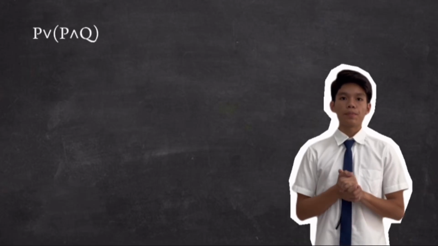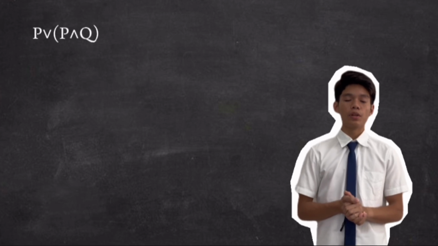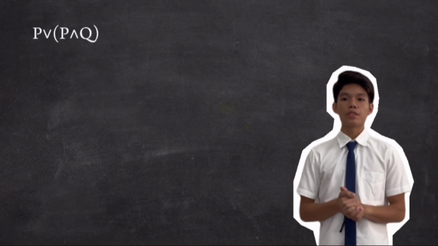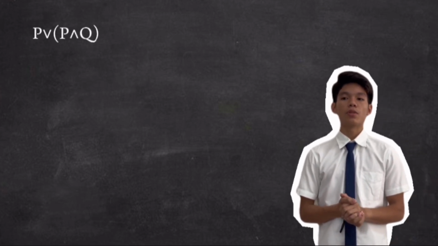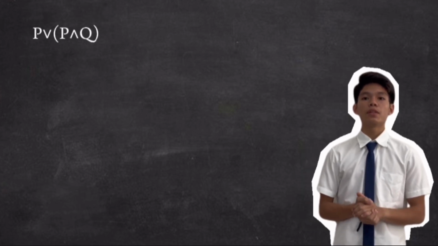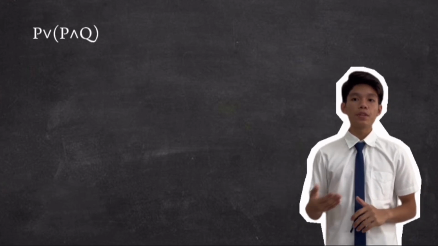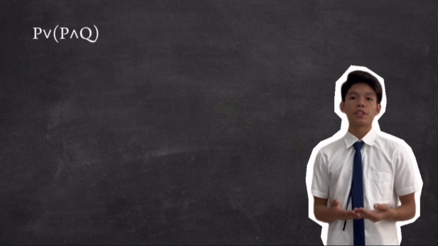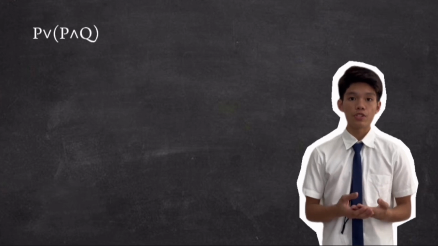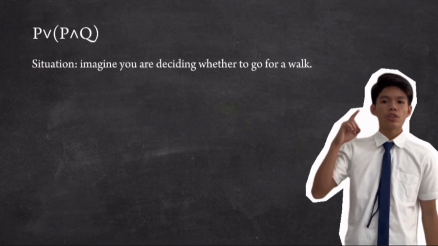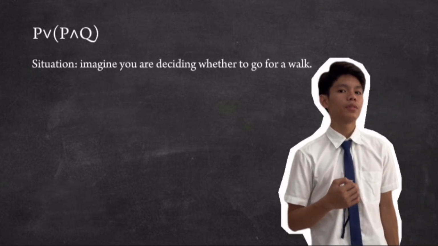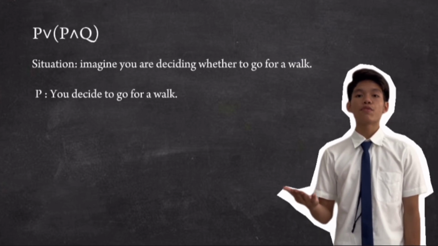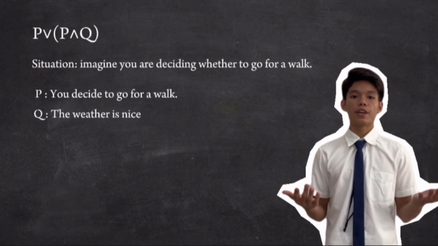P or P and Q. This expression represents a tautology because it is always true. This statement can be understood as either P is true or both P and Q are true. To understand more about this expression, I have here a situation. Imagine you are deciding when to go for a walk, whereas P, you decide to go for a walk, and for Q, the weather is nice.